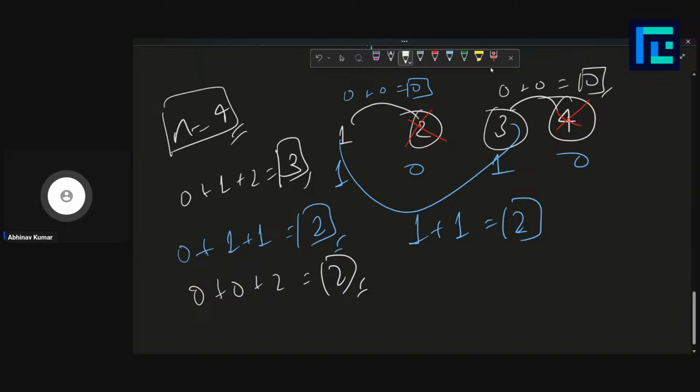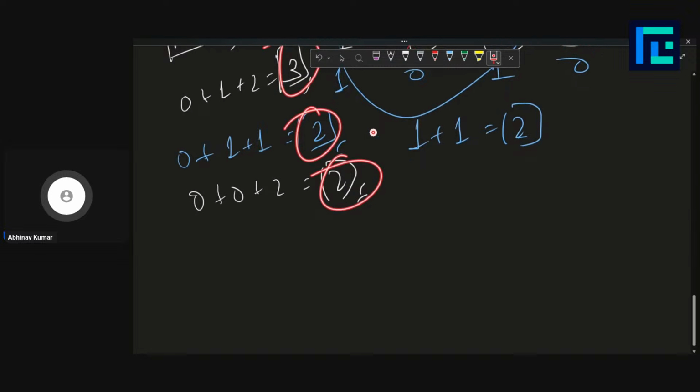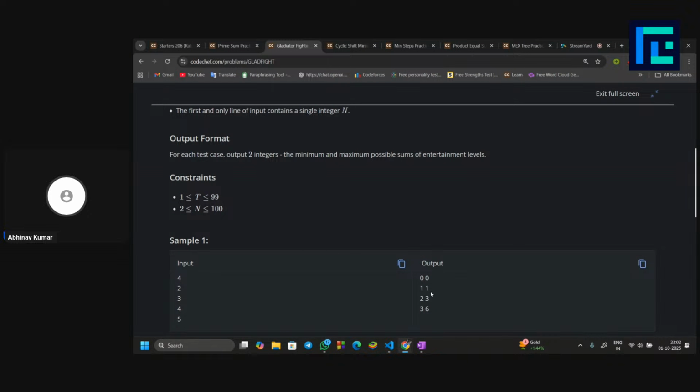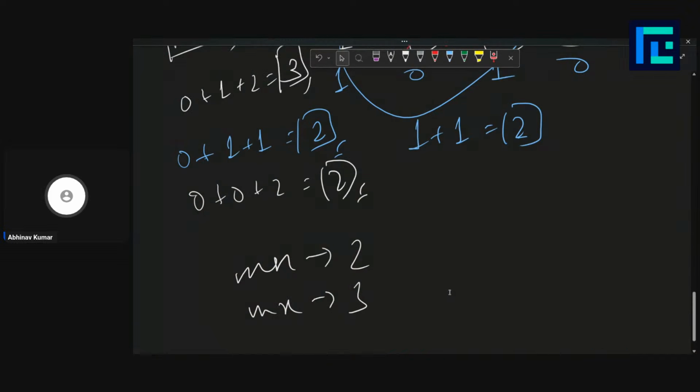Okay. So here you can see we tried different methods, and the final entertainment sum that we got was sometimes 3, sometimes 2, sometimes 2. So the minimum here was 2 and the maximum here was 3. I guess for this test case, this is the answer. 2 is the minimum, 3 is the maximum. So this was the answer for this test case.